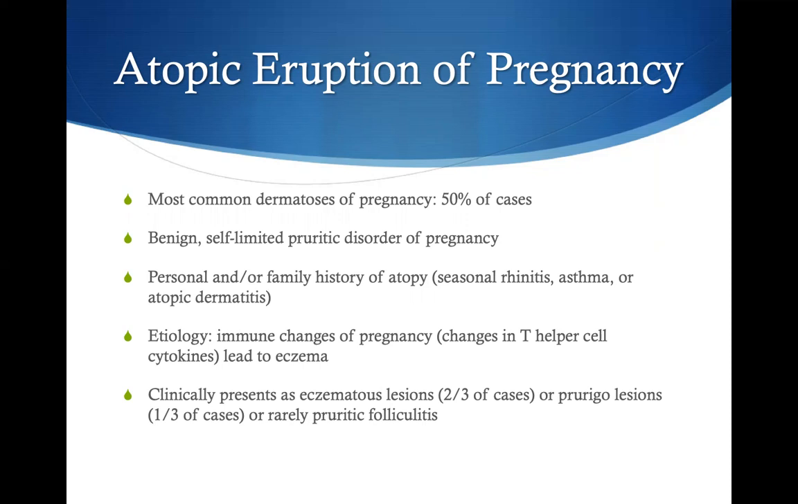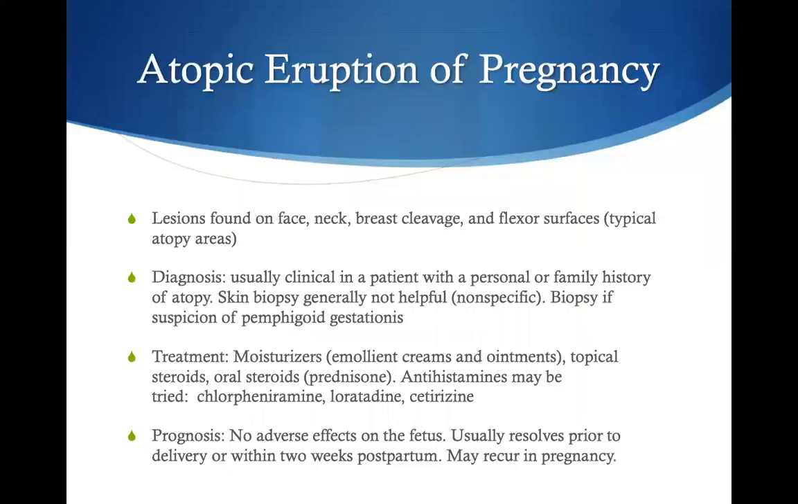Next slide. There's just an example of sort of the prurigo form. Next slide. Lesions here can be found on the face, which is different, neck, breast cleavage, flexor surfaces, which are typical atopy areas. Diagnosis is usually clinical in a patient with a personal or family history of atopy.